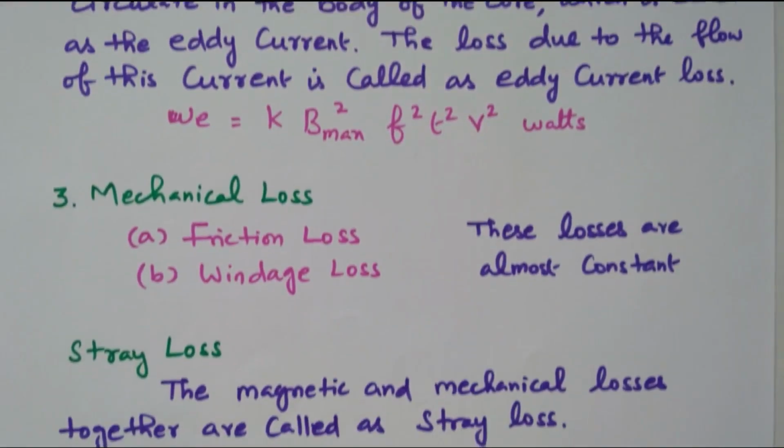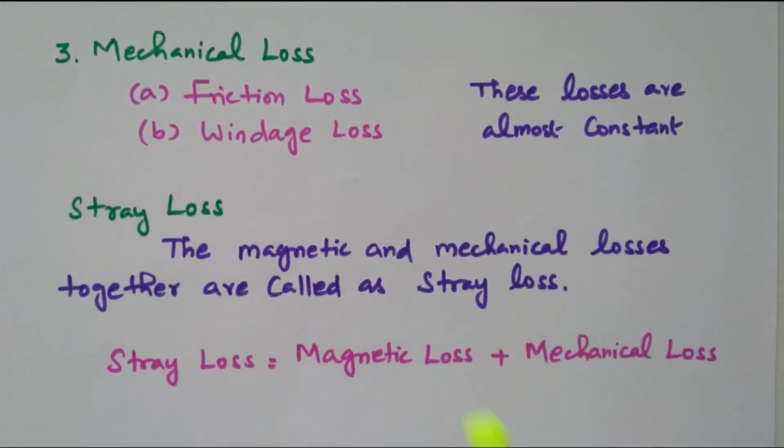Then the third one is the mechanical loss: friction loss or windage loss. These losses are almost constant. So for the armature, the first one is copper loss, second one iron loss, third one mechanical loss. The second and third are almost constant. Iron loss and mechanical loss are constant.